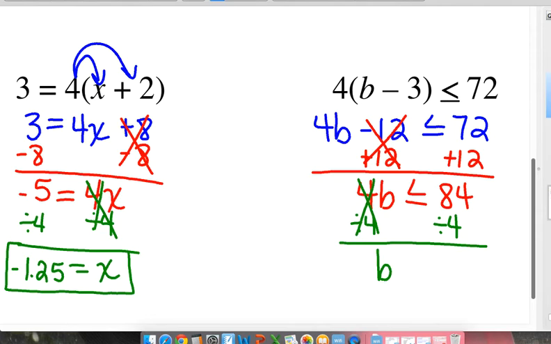B is less than or equal to 21. That means b can be 21 or any number less than 21, like 20 or 19 or 18 or 0 or negative 1,000. As long as it's less than or equal to 21, that will solve that inequality. So those are some multi-step problems involving equations and inequalities and the distributive property.